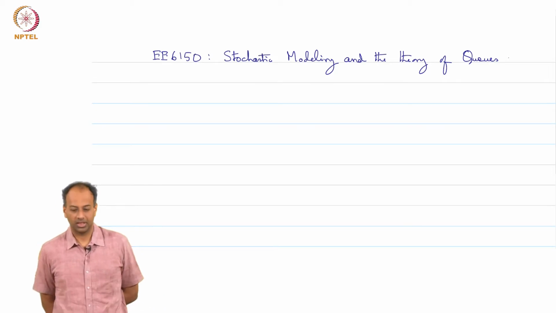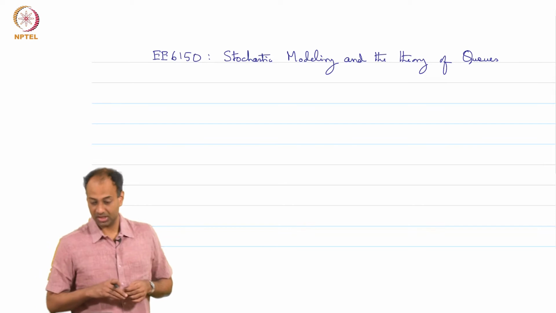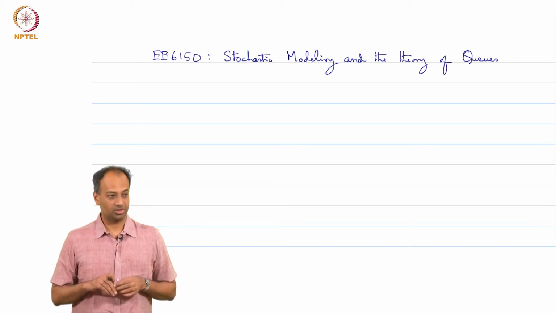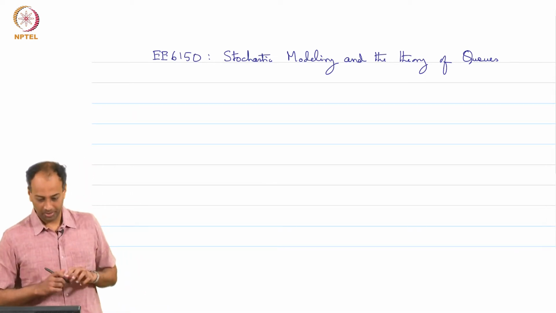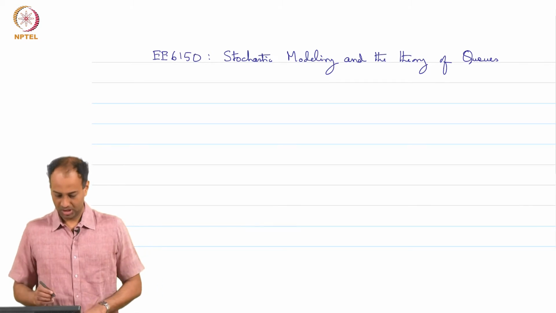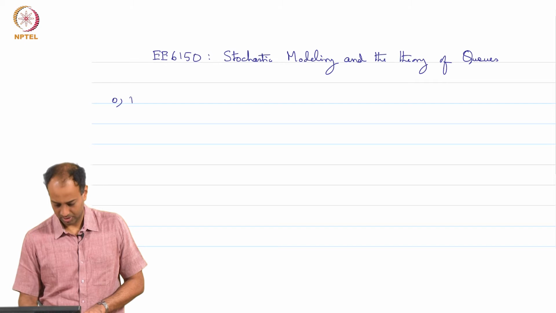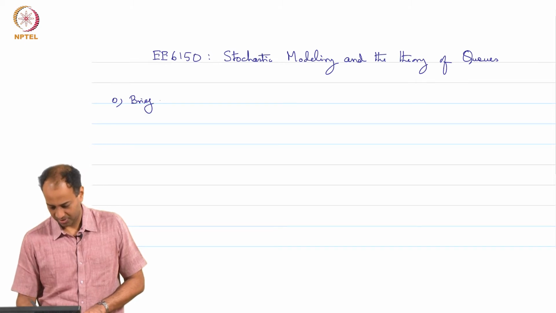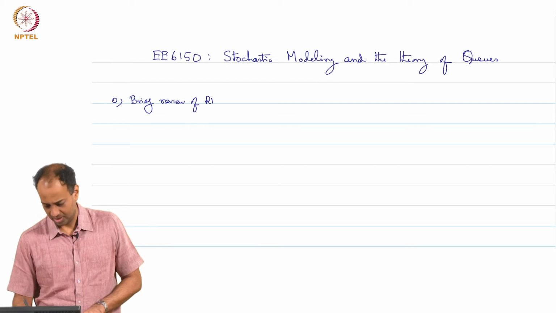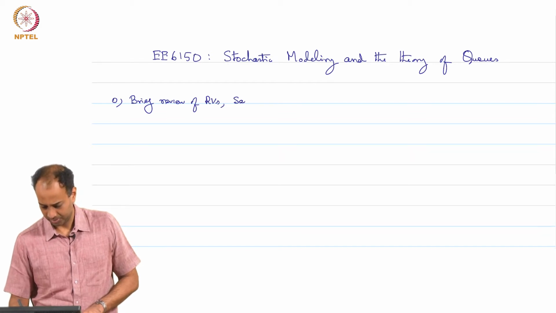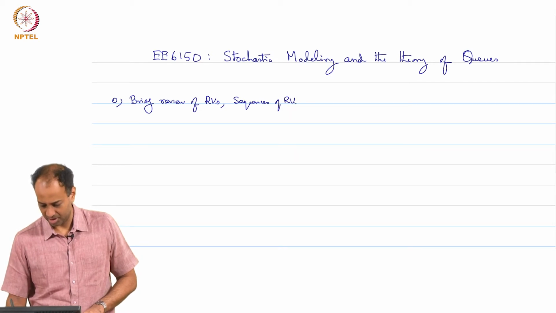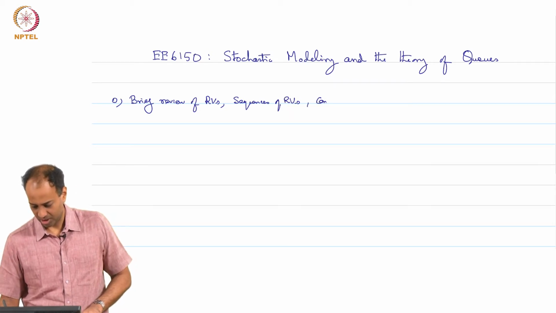Welcome, this is EE6150 Stochastic Modeling and Theory of Queues. Now, this is a class on discrete stochastic processes. In particular, the topics we cover will be as follows. We will start with topic 0, a brief review of random variables, sequences of random variables, and convergence.